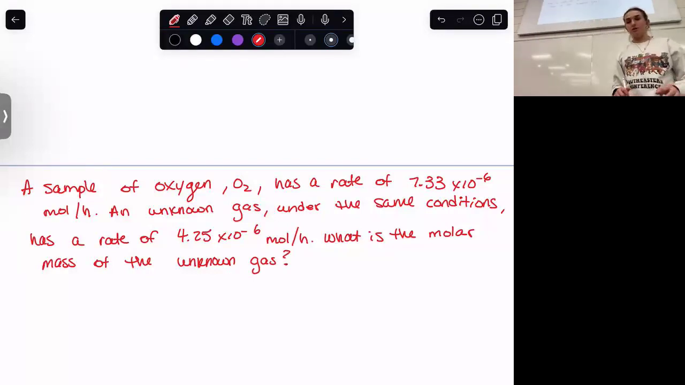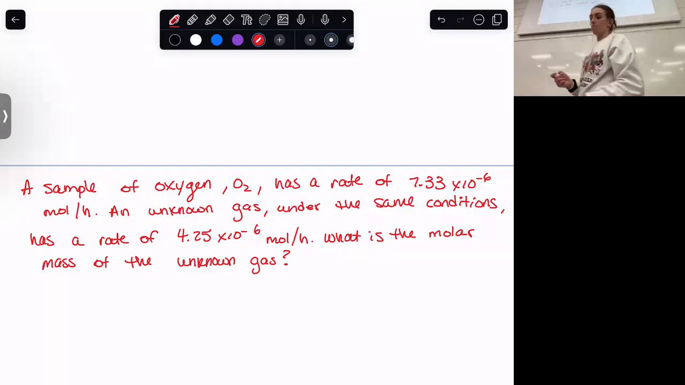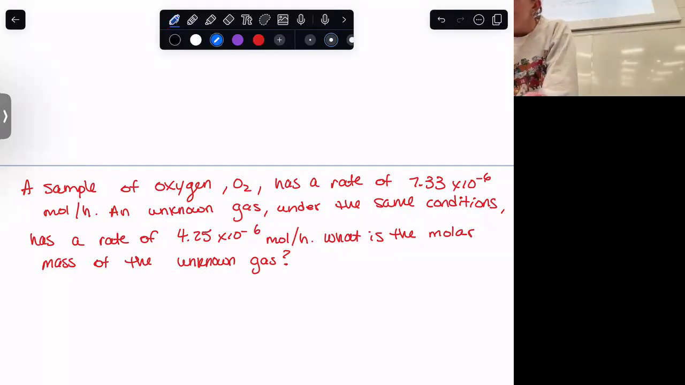All right, so for this question, we have a sample of oxygen, O2, that has a rate of 7.33 times 10 to the negative 6 moles per hour. And an unknown gas under the same conditions has a rate of 4.25 times 10 to the negative 6 moles per hour. What is the molar mass of the unknown gas? So I gave you a question with the intention of using a formula that we didn't really talk about too much. Does anyone know what formula we would use in order to solve?